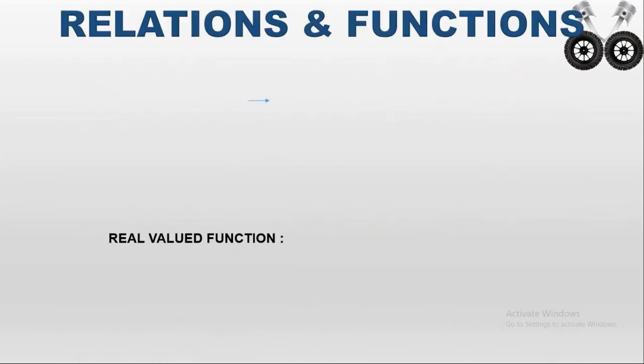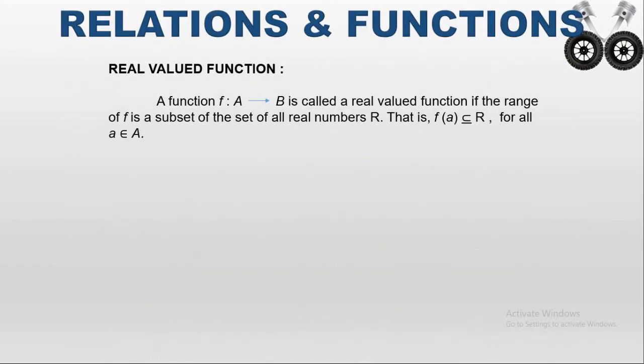Next one is the real valued function. A function is called a real valued function whenever we find the range, and that range should be a subset of the real numbers. What is a real number? The real numbers include natural numbers, whole numbers, integers, rational numbers, and irrational numbers. All together they are called the real numbers. So the range, whatever I find, should be a subset of the real numbers.